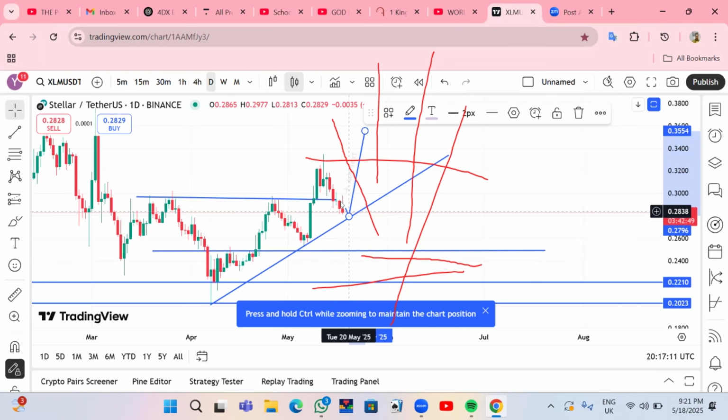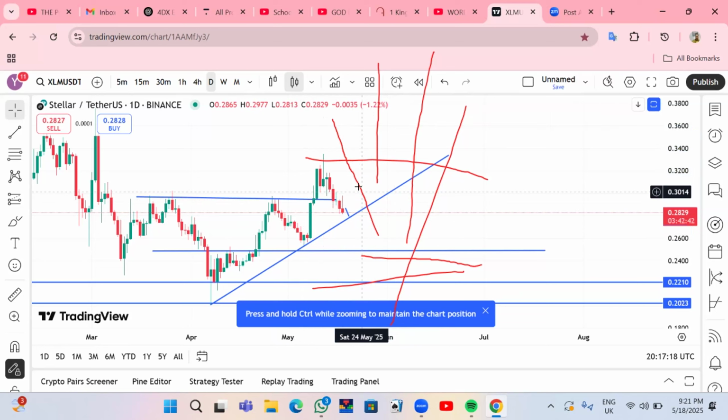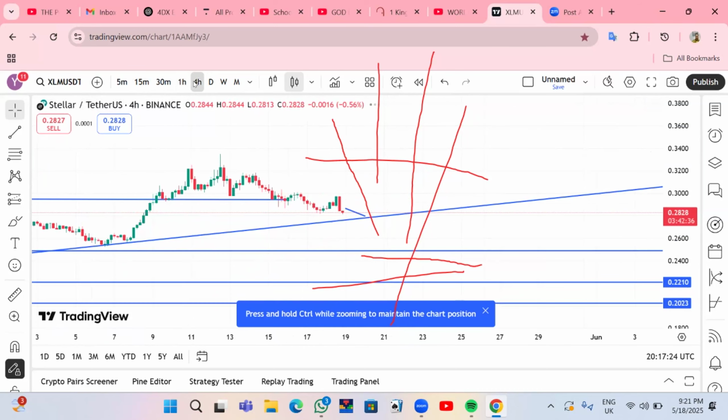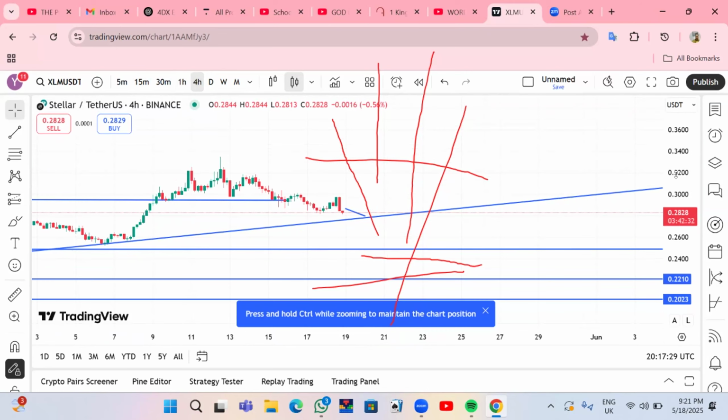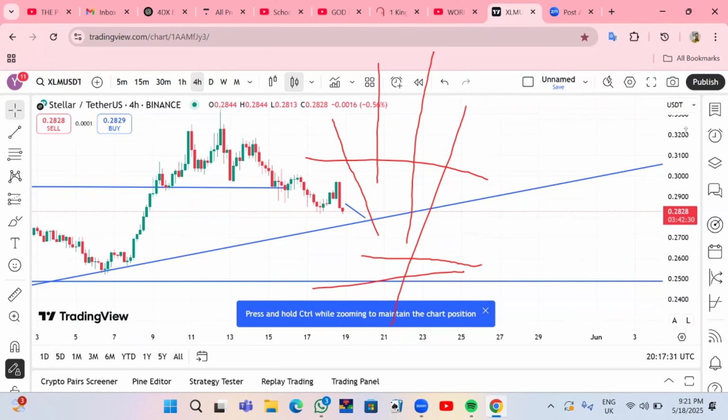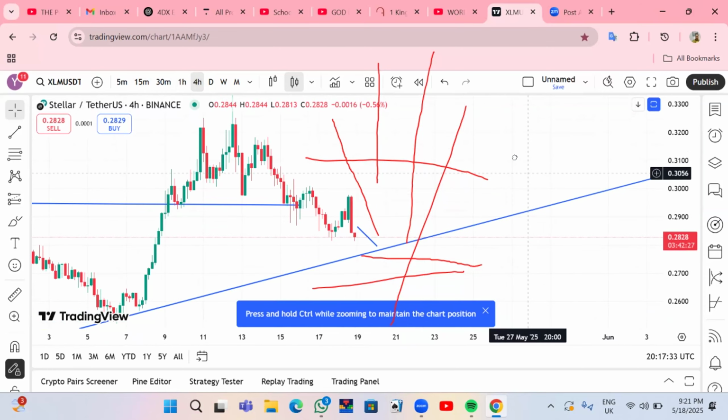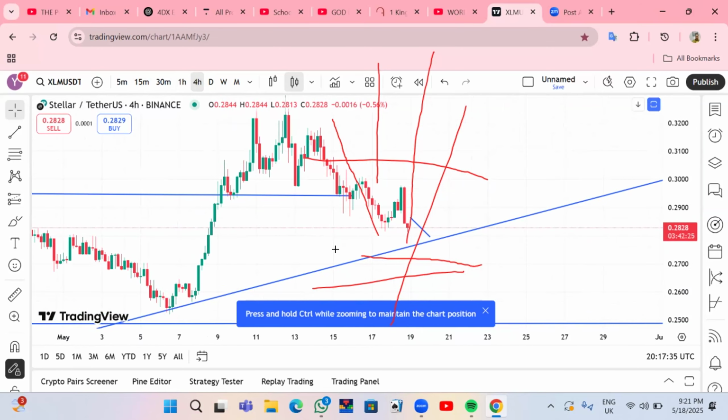a 1, 2, 3 reversal pattern, and the way I'm looking at it, if I go to a lower time frame, I can see a Gartley pattern. I'm sorry, a harmonic pattern. So let's go to a lower time frame. Excuse me. I can see something like an M there. I don't know if anybody can see it.